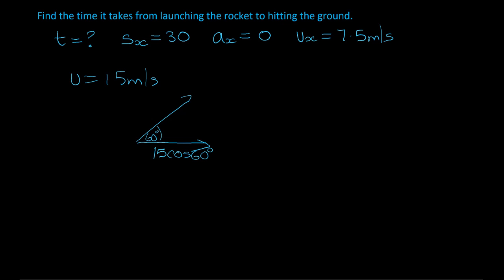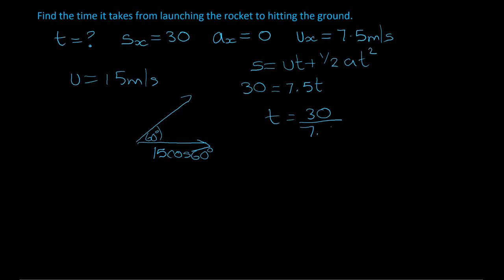Now we need one of our SUVAT equations. The one that fits with the information we've got is s equals ut plus a half at squared. So s is 30, and we've got 7.5t. The rest of it disappears, because a is 0. So our time is 30 divided by 7.5, which gives us a time of 4 seconds.